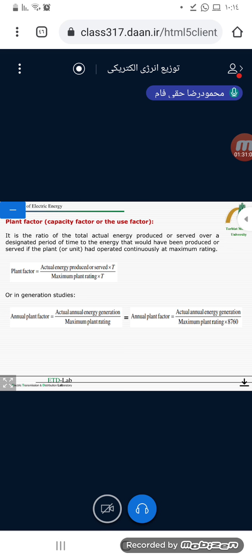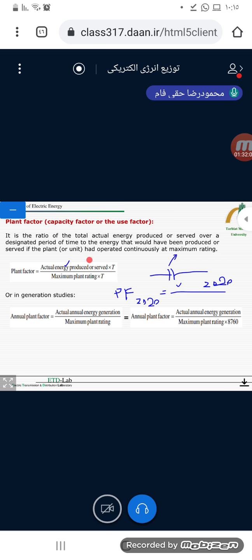We have other characteristics. For example, if you want to compute the plant factor for this transformer, you use, for example, the plant factor for one year, for example, year 22, equal to the energy served by this transformer in year 22.